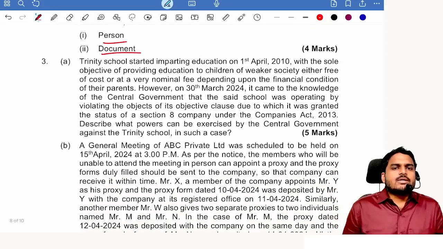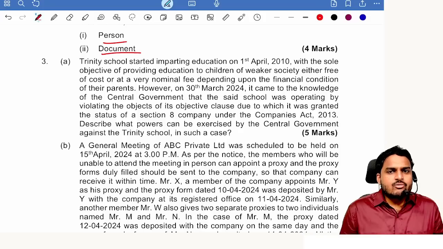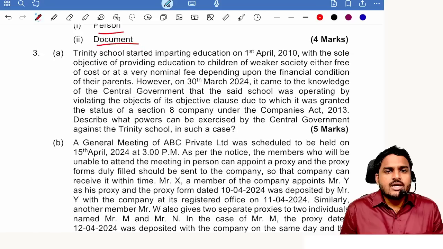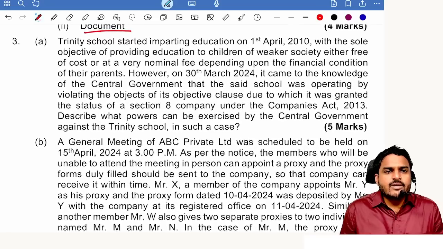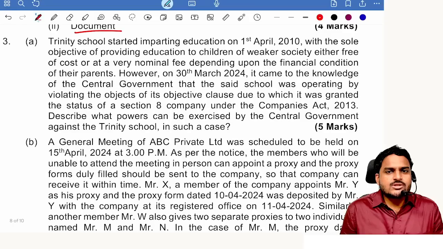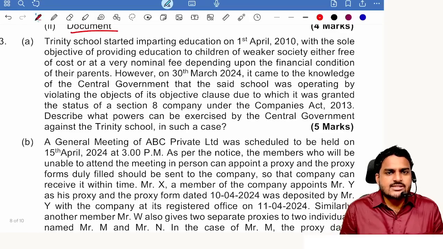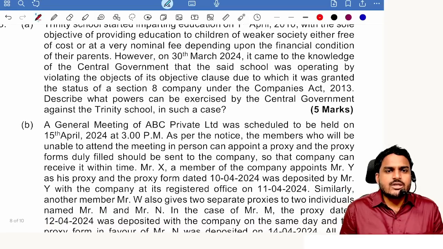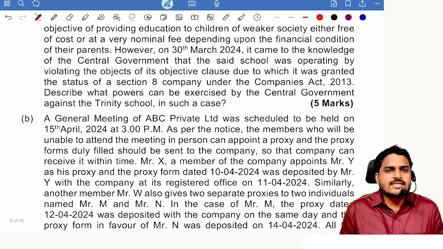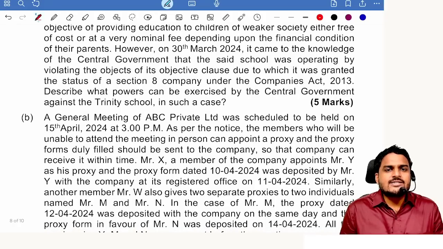Trinity School started imparting education on 1st April 2010 with the sole objective of providing education to children of weaker society, either free of cost or at a very nominal fee depending upon the financial condition of their parents. However, on 30th March 2024, it came to the knowledge of the central government that the said school was operating by violating the objects of the objective clause, due to which it was granted the status of Section 8 company under Companies Act 2013. Describe the powers that can be exercised by CG against Trinity School in such a case.